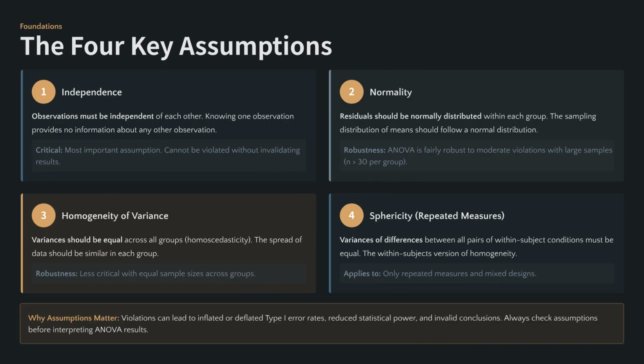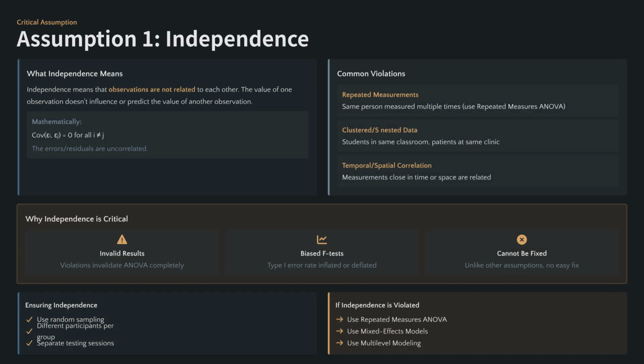However, it requires checking the special assumption of sphericity, which concerns the equality of variances of differences between all pairs of within subject conditions. Mixed ANOVA combines between subjects and within subjects factors. This is useful for intervention studies that compare different groups over multiple time points.